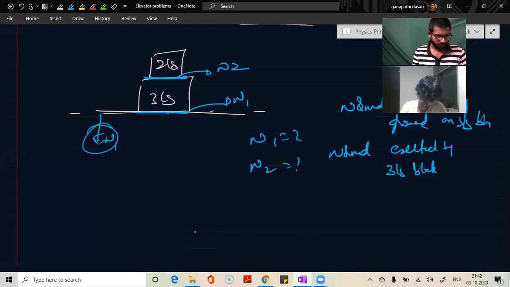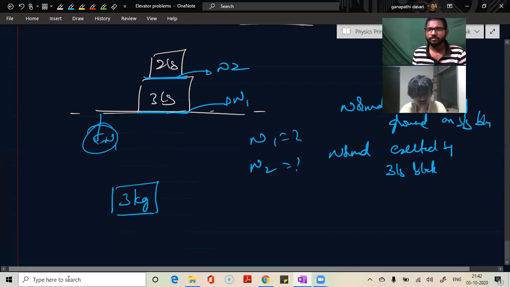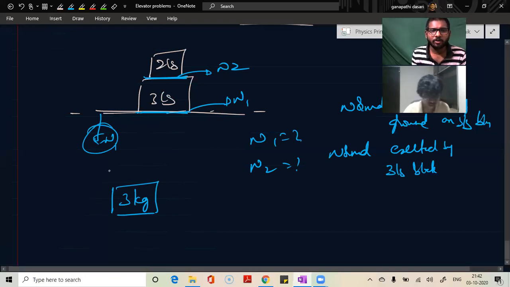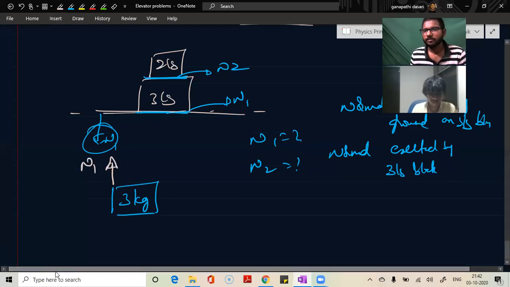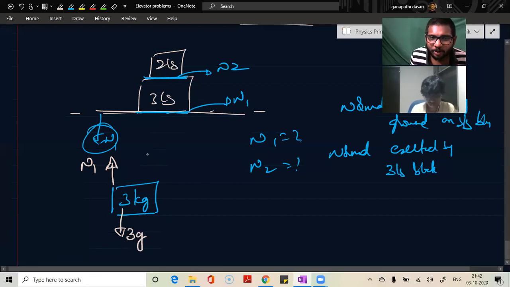Sir, N1 is 3G and N2 is 5G, sir. Here only you are making again mistake. Suppose, let me try to see here. On 3 kg block, what are the forces acting? There will be N1 acting due to ground on this block. There will be 3G acting downwards. Is it okay or not? Then there will be N2 acting downwards.